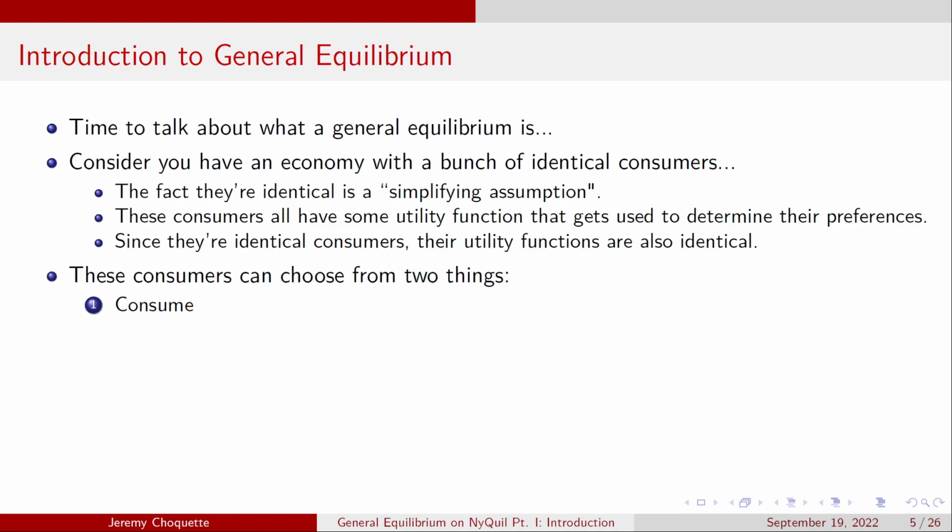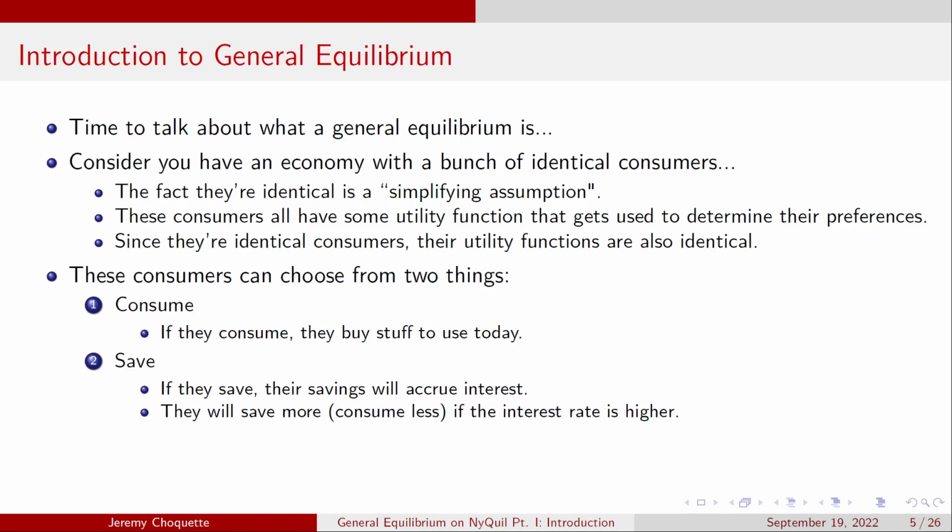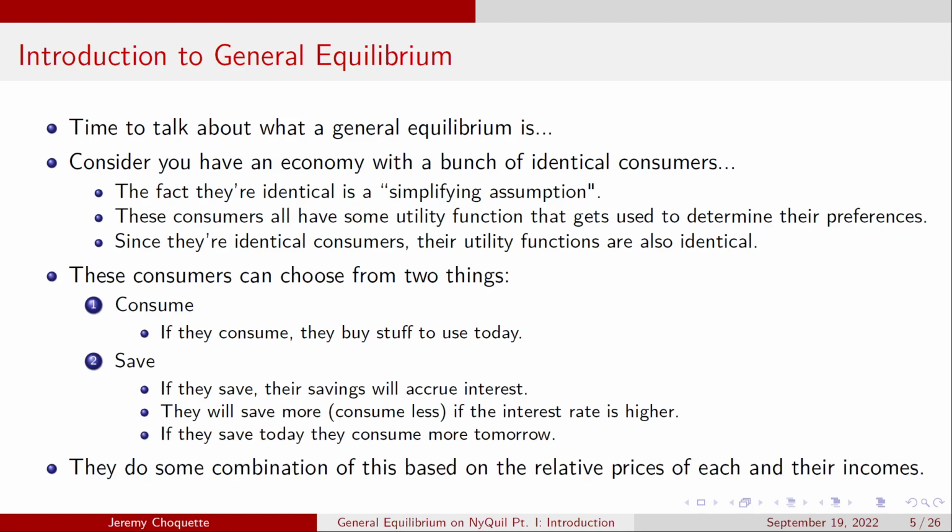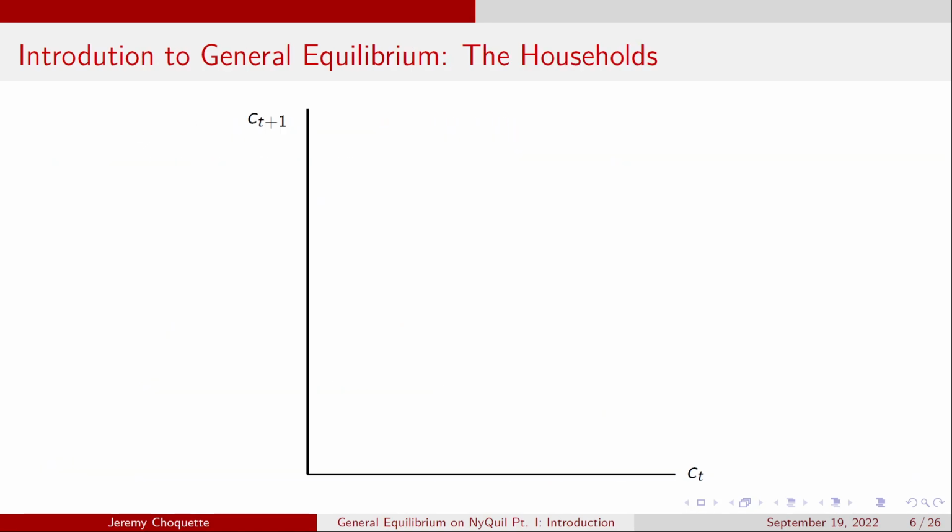And they can choose from two things. They can choose how much to consume. If they consume, they buy stuff to use today. Or they can save, in which case their savings will accrue interest, and they'll be consuming less today if the interest rate's higher. And if they save today, they get to consume more tomorrow. And they do some combination of this based on the relative prices of each, their incomes, and, of course, their preferences.